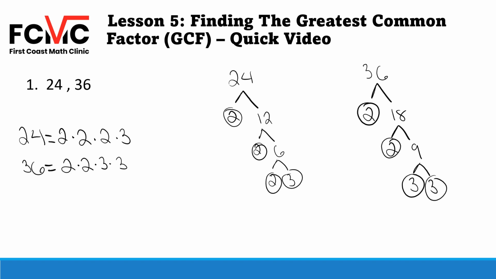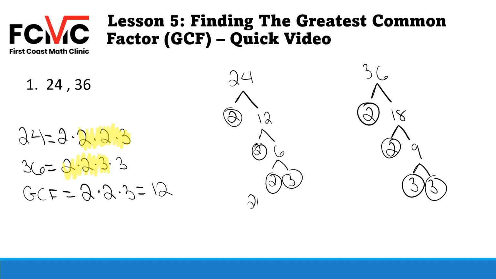And we want to find our greatest common factor. So the largest value that is a common factor of 24 and 36. So what factors do these values have in common? Well, we've got a 2, a 2, and a 3, a 2, a 2, and a 3. So our greatest common factor is going to be 2 times 2 times 3, which is 12.